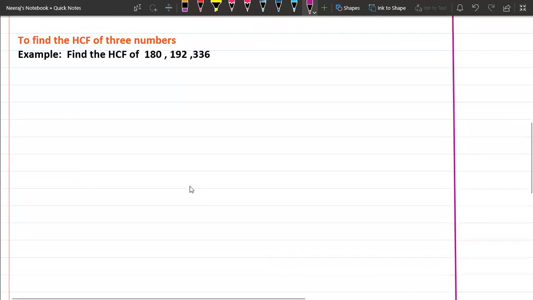Now in the previous example we found the HCF of two numbers. Now here we have three numbers. How will you do it with three numbers? Firstly we need to make a division box. So children, whenever you have three numbers, just take out any two numbers. You can take 180 and 192, or you can take 192 and 336, or you can take 180 and 336. It is your choice to take out any two numbers. So I am taking 180 and 336 first.